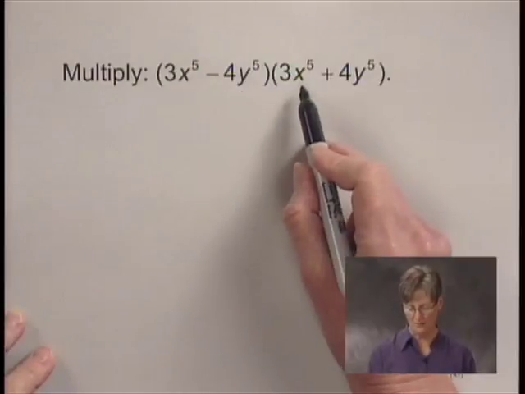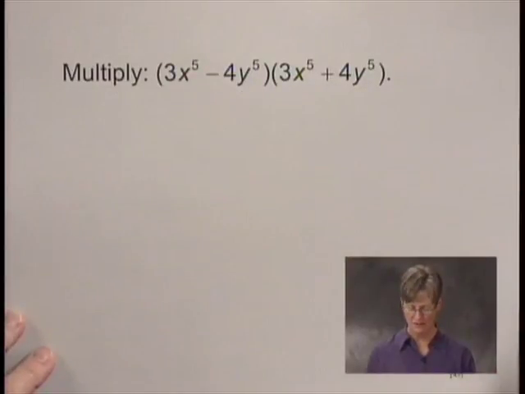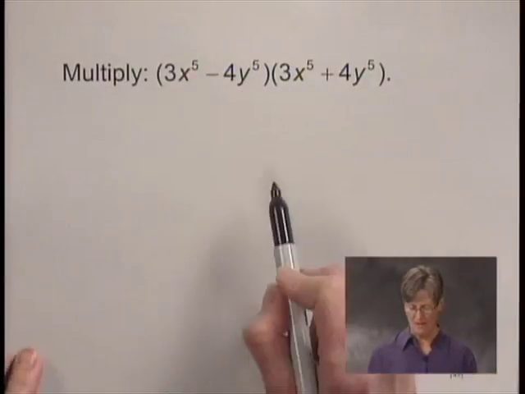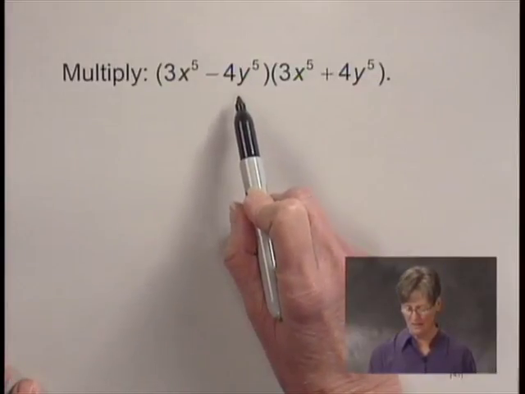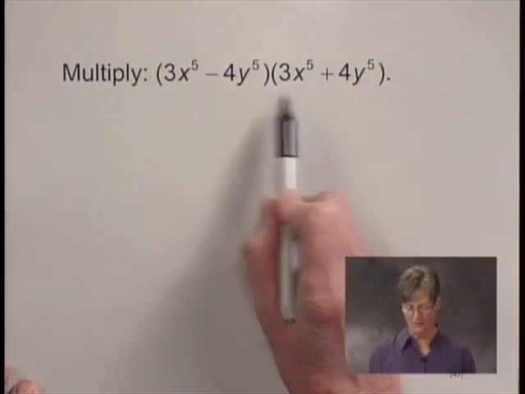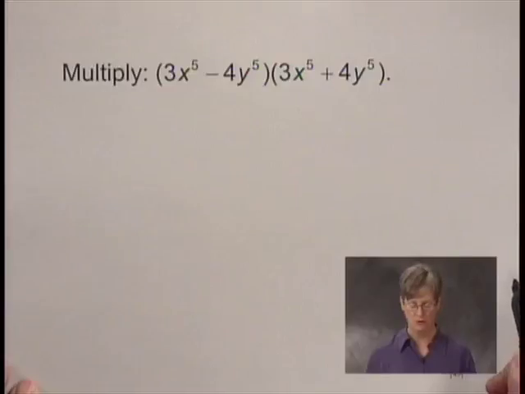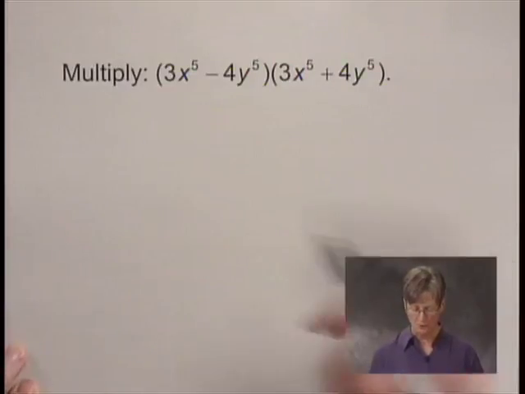We will multiply the two binomials 3x to the fifth minus 4y to the fifth and 3x to the fifth plus 4y to the fifth. Now if we just step back and see what we have here, we see that we have the product of the difference and the sum of the same two terms. And we have a rule for doing that.